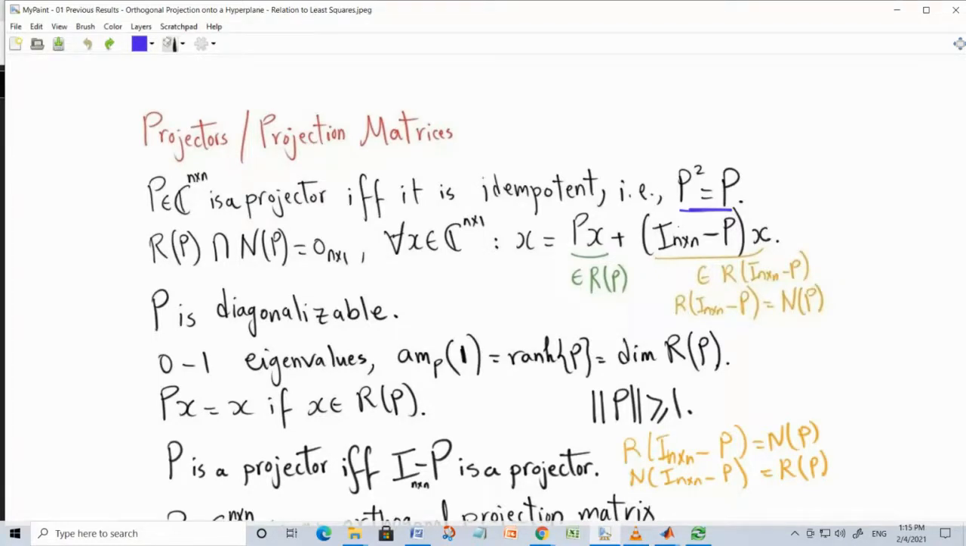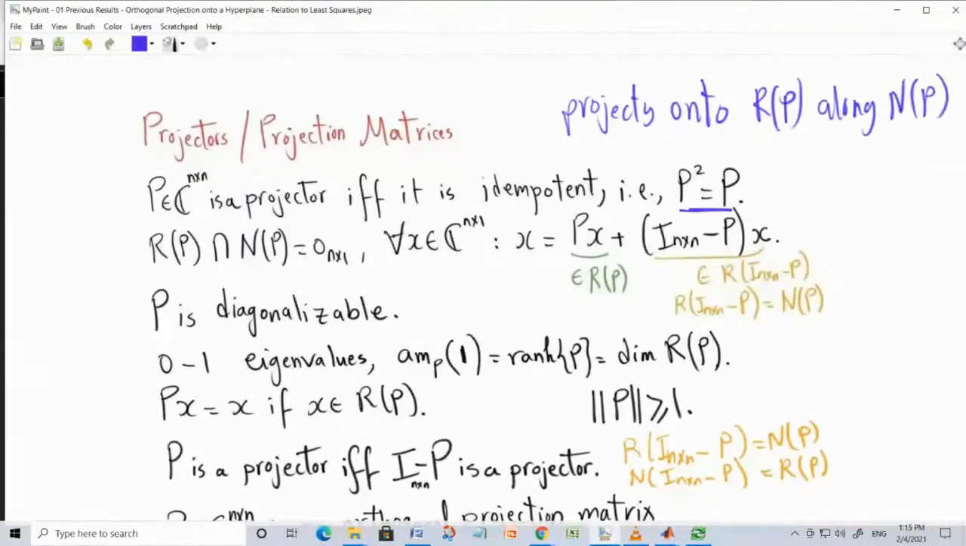And the meaning of this is that this projector matrix projects onto the range of the matrix along the null space of the matrix. If you project a vector, it gives you the component of the vector living in the range. And if you project the projection, which means that you apply P squared to the vector, then the second projection will do nothing. So that's the meaning of P squared equals P.